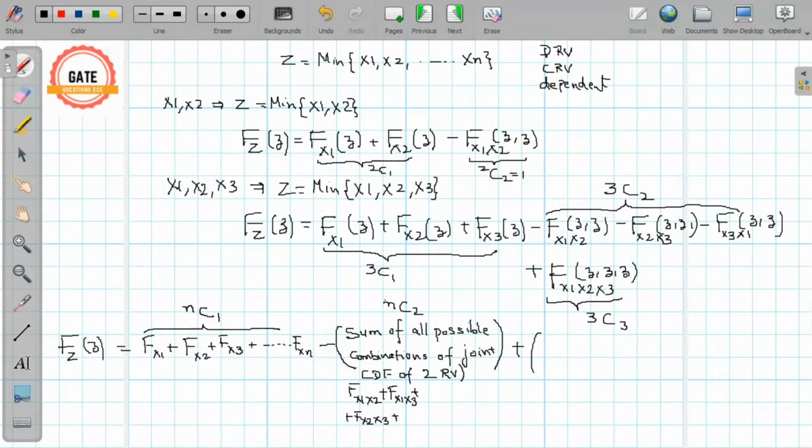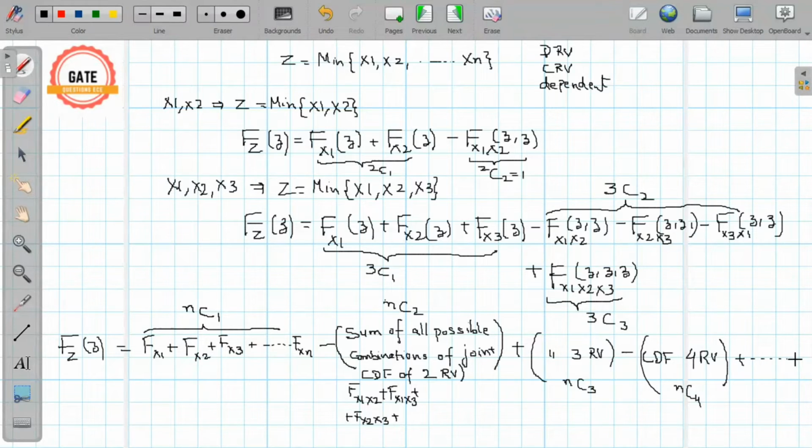Plus the sum of all the possible combinations of joint CDFs for three random variables. So there will be nC3 such possible CDFs. Note here, we will be using alternate plus and minus signs. Here it is minus, the next term is plus. So the next term will be minus the sum of all joint CDFs of four random variables. So for four random variables, we will have to sum up all possible CDFs. So there will be nC4 such possible CDFs, and so on up to the last term.